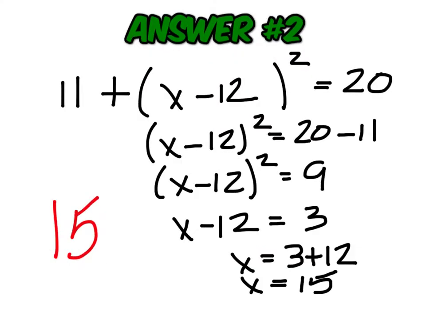In this problem, you have the sum of 11 and the quantity squared of a number minus 12 is 20. Move this 11. It's a positive 11, so move it to the right and make it minus 11. 20 minus 11 is 9. What number would I square to get a 9? 3. So that means whatever's inside of this set of parentheses must be equal to 3. So move the minus 12 to the right, make it plus 12. You should get a 15 for the answer.